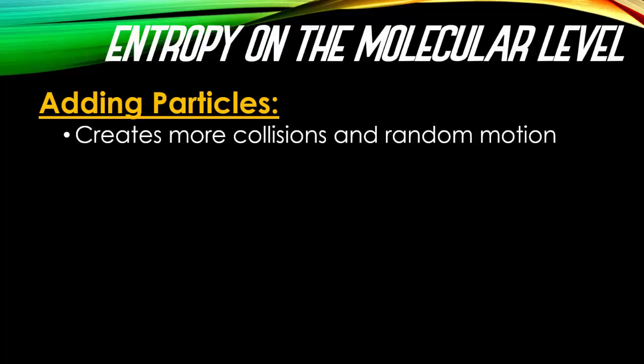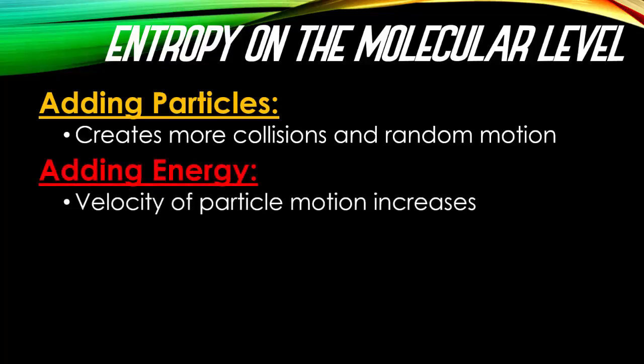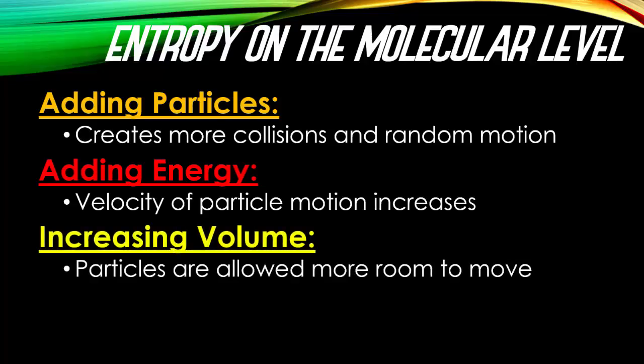So one way to increase chaos on a molecular level is by adding more particles into a reaction. More particles means more collisions, which means more random motion. If you add more energy, which is heat, then your particles will be colliding with each other at a faster rate. And if we increase the volume, particles are allowed to move more. Therefore, they can range and spread out over farther distances.